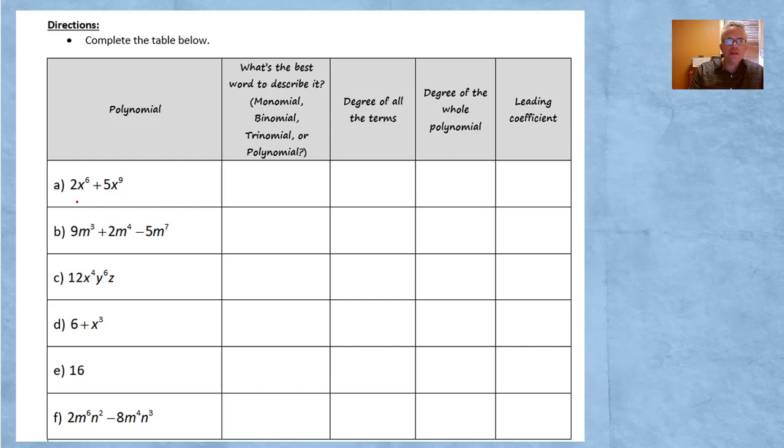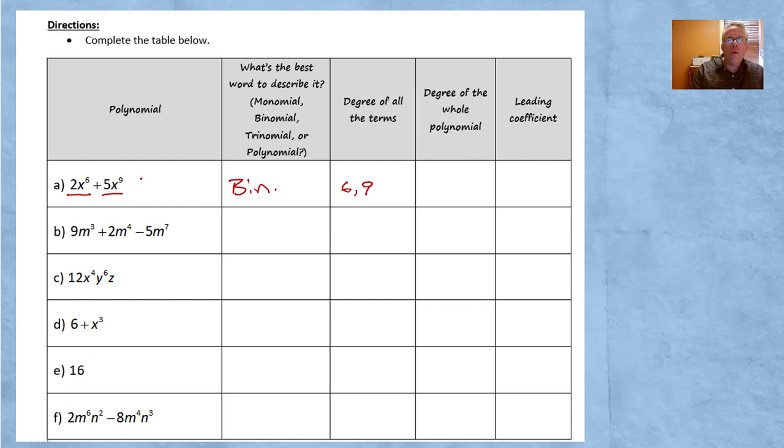So this first one, as I said, has two terms. The terms are monomials, and when we add or subtract two of them, we get a binomial. So this is a binomial. I'm going to abbreviate BIN for binomial. All right. The degree of all the terms. Well, this first monomial here, our first term, has only one variable, and the exponent is 6. So that's the degree of the first one. Remember, the degree of a term is the sum of its exponents. The second term, the exponent is 9.